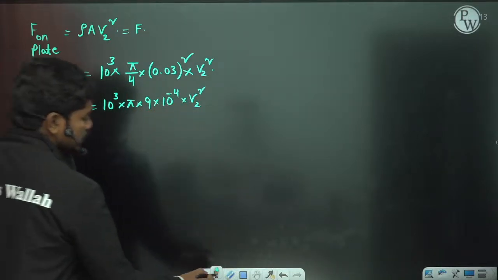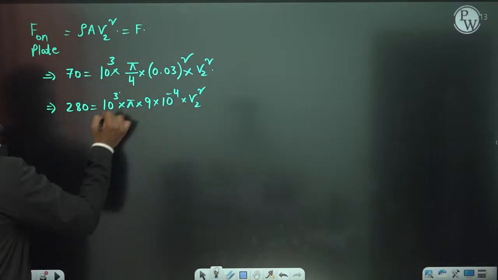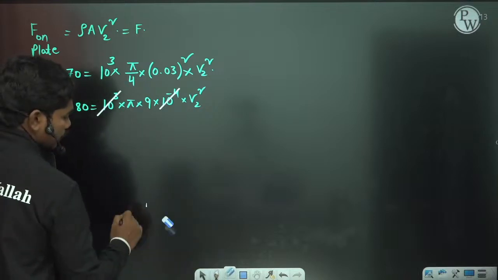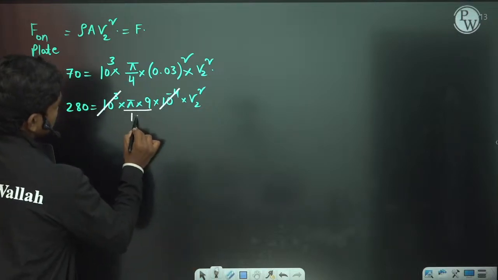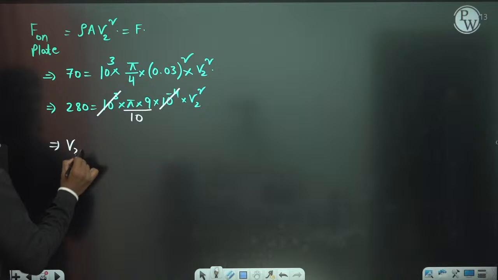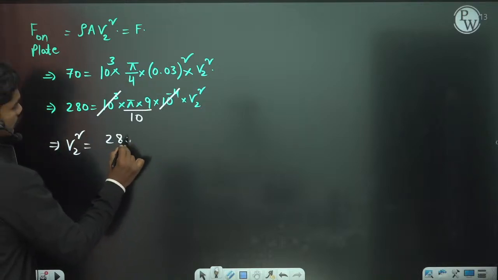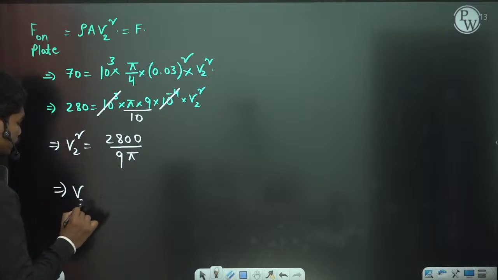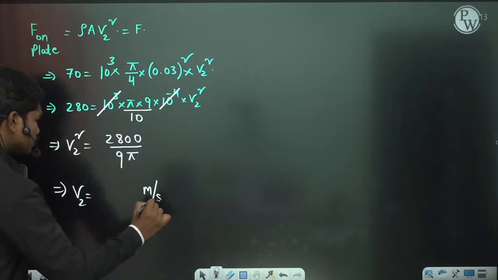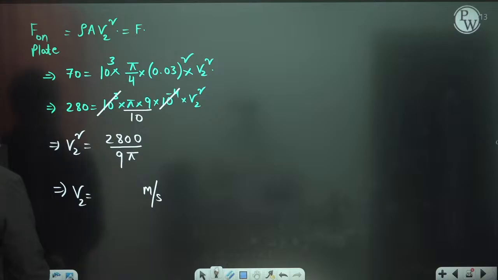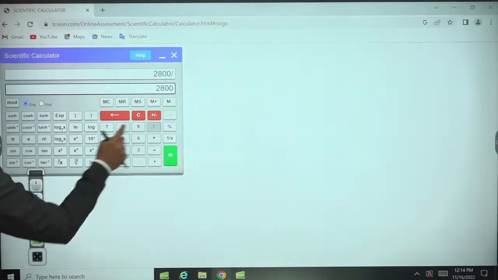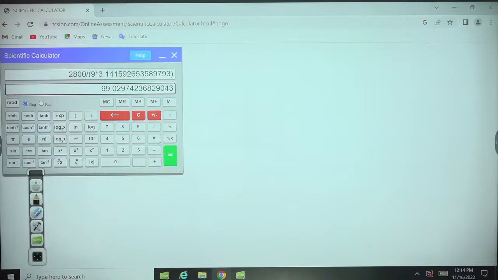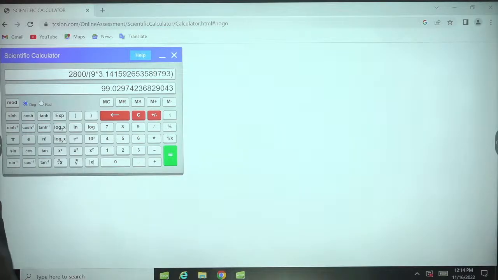Let us see what comes out. This 10 cube gives one more 10 here, so this implies v2 square is equal to 2800 divided by 9 times pi. Simplifying this, you will get the v2 value in meters per second. So 2800 divided by 9 times pi gives 99.029, and you need to take the square root of this.